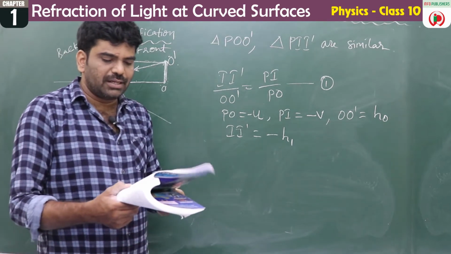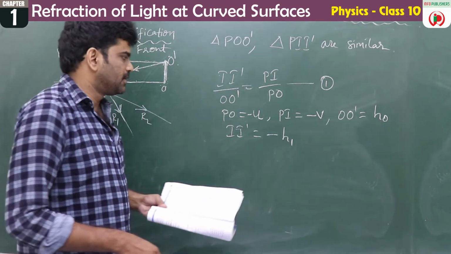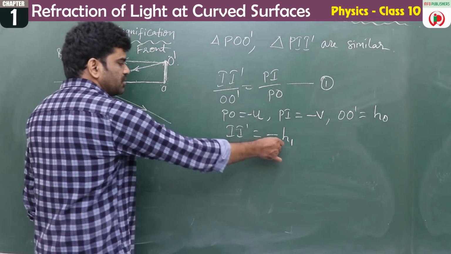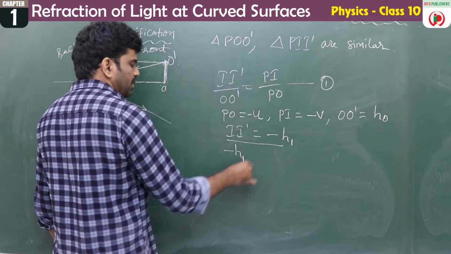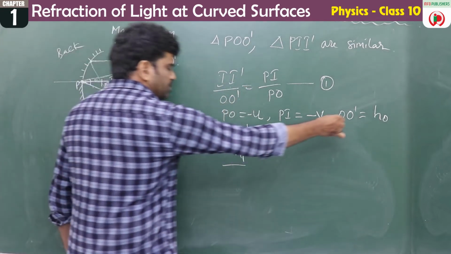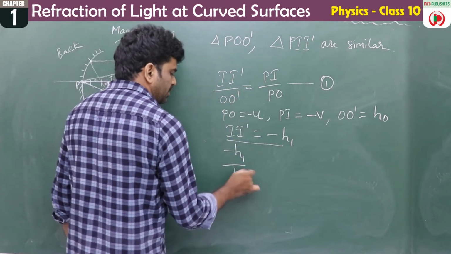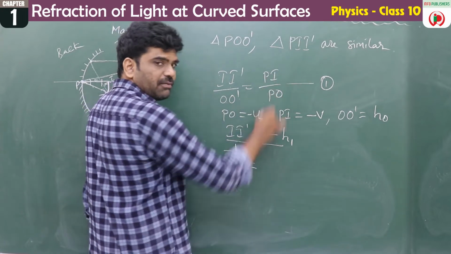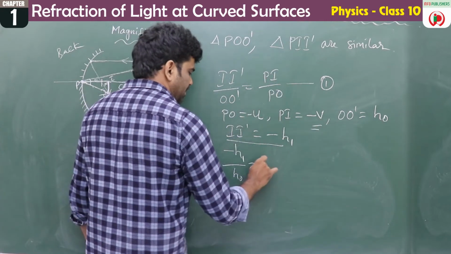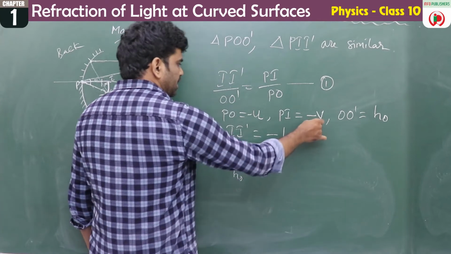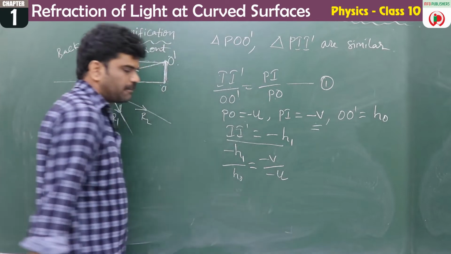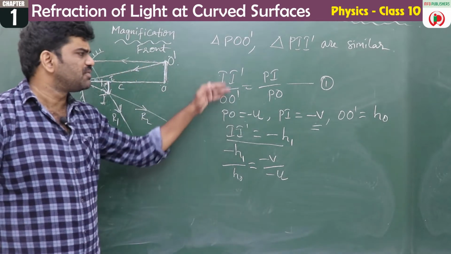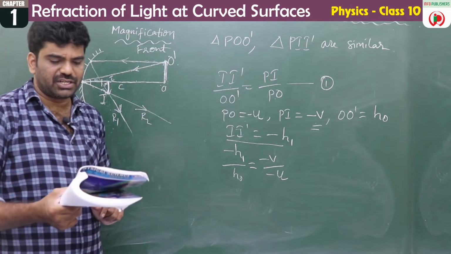Now substitute the above values in the equation 1. So in the place of I dash you have to keep minus HI. I dash is minus HI, no? Right. In the place of O dash you have to go for HO, in the place of PI, minus V. In the place of PO you have to take minus U. Yes or no? So just have substituted these values in this equation 1.